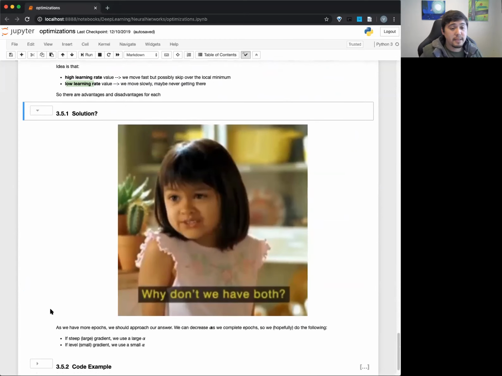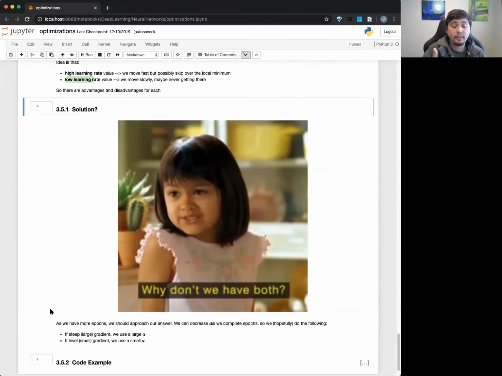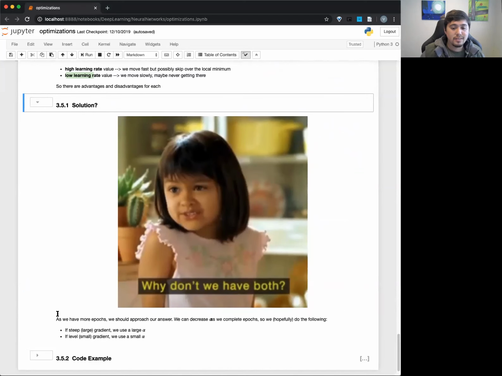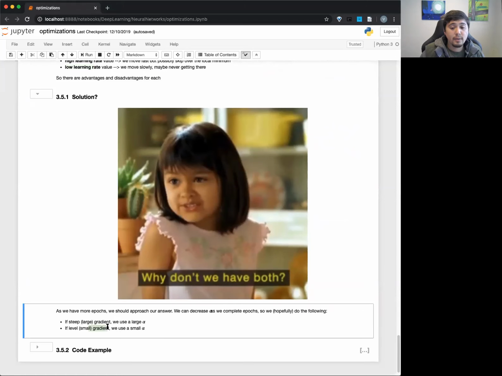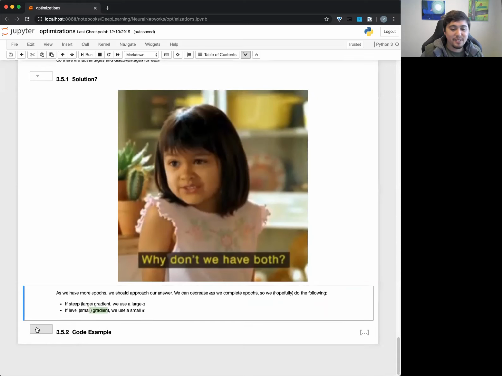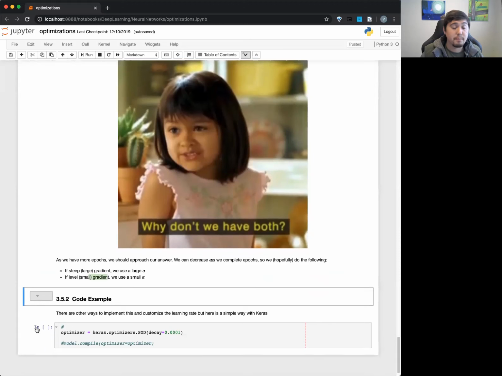So the idea is basically we have a really high learning rate when it's steep and we want to get to that answer quickly. And then once we get closer to that answer, we're like, okay, let's take smaller little steps. So we're getting closer and closer. So it's nice that if we have a large gradient, which is steeper, we use a large alpha. And if we have a small gradient, we use a small alpha. Pretty straightforward, right? You're like, oh, well, duh. So it's a useful kind of step.